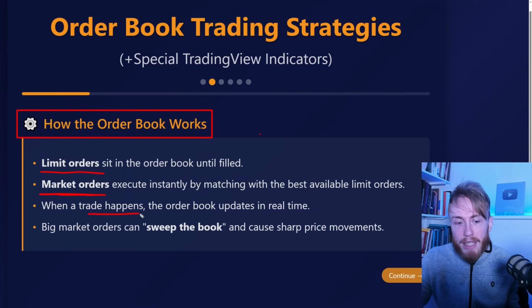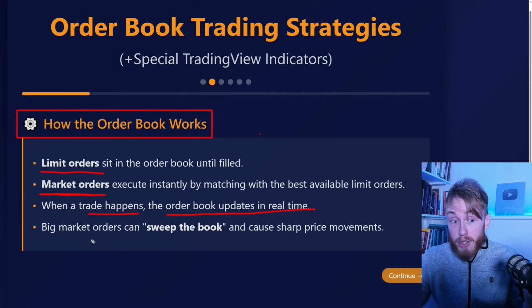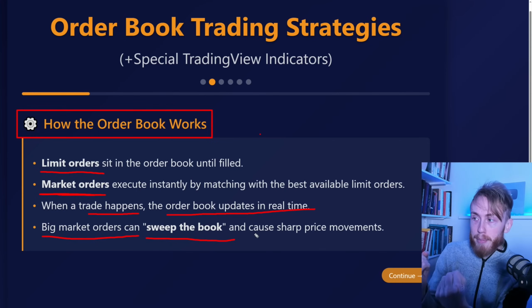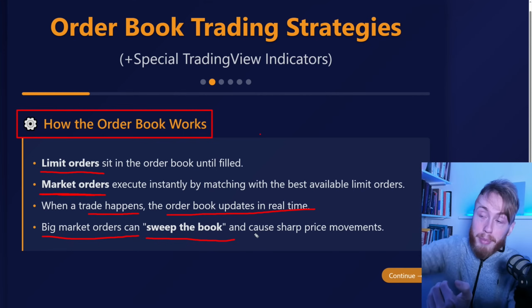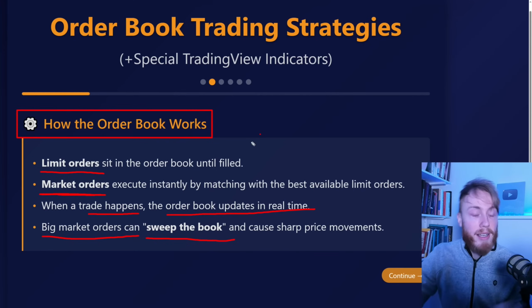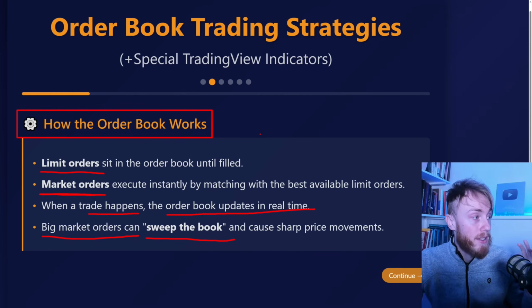When a trade happens, the order book updates in real time, and I have already shown you this, guys. Another thing is that big market orders can sweep the book. So if you have enough capital, you can sweep many orders at the same time, and that is an important concept to have in mind.